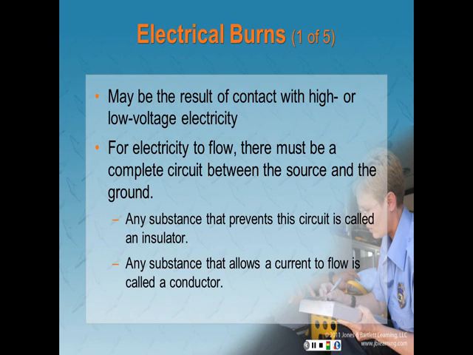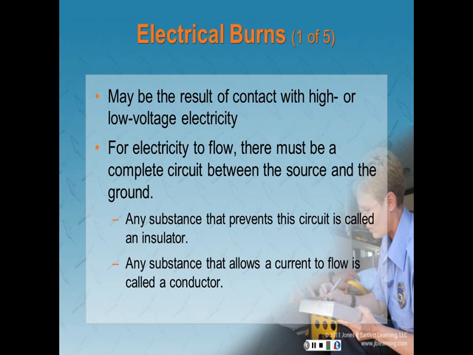These may be the result of contact with high or low voltage electricity. High voltage burns may occur, for example, when utility workers make direct contact with power lines. Ordinary household current can cause severe burns and cardiac arrhythmias. For electricity to flow, there must be a complete circuit between the electrical source and the ground. Any substance that prevents this circuit from being completed is called an insulator. Any substance that allows a current to flow through is called a conductor. The human body is a good conductor.